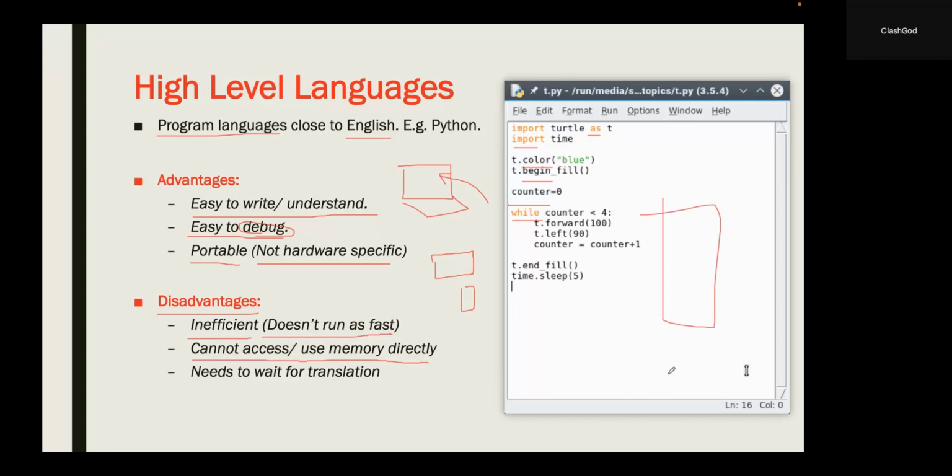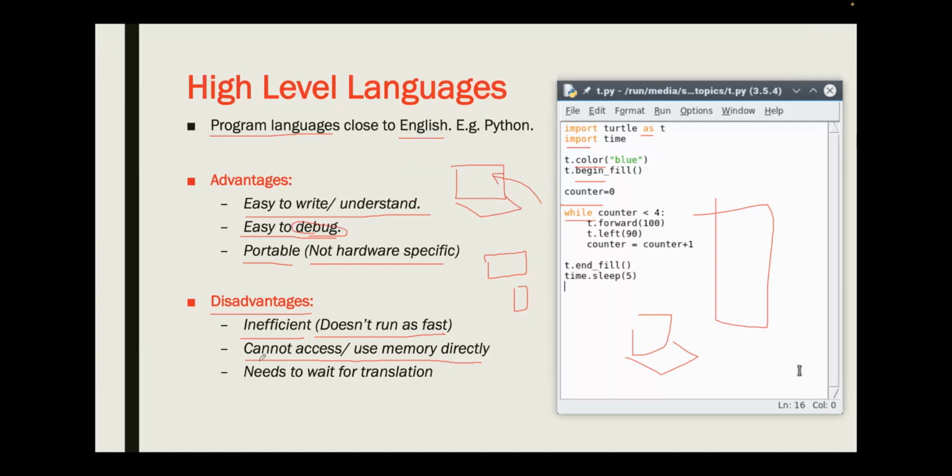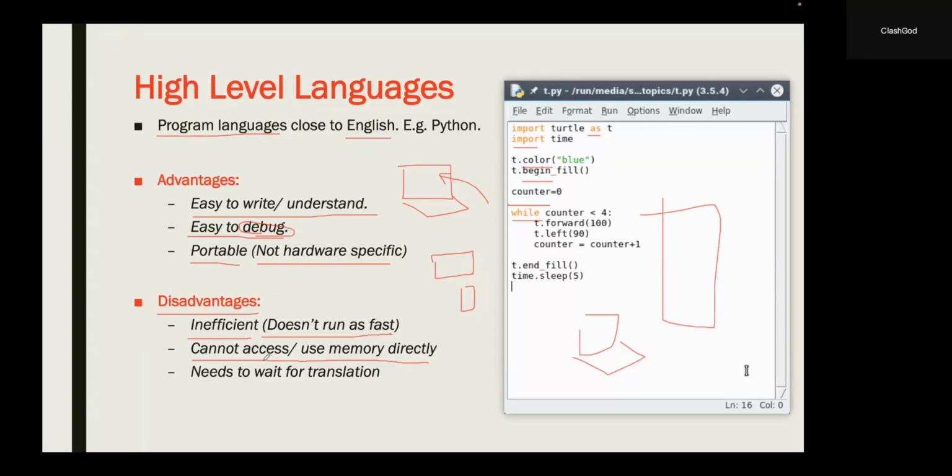We know that we can use Python on our computers, on our tablets, on our phones, or other computers. We can use it on all of these, right? The reason why it is not hardware specific and we can use it on different devices is because this language uses a medium to access the memory. But low-level languages that are only specific to one device can access memory directly and do not need that medium. So high-level languages cannot actually access and use memory directly, and this contributes to why it is inefficient.